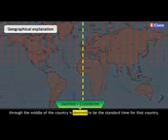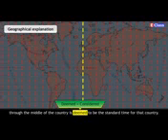Therefore, generally the local time at the longitude which passes through the middle of the country is deemed to be the standard time for that country. This standard time is used all over the country.